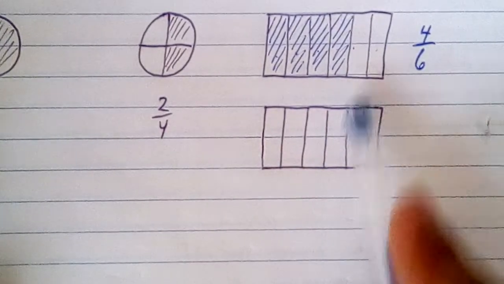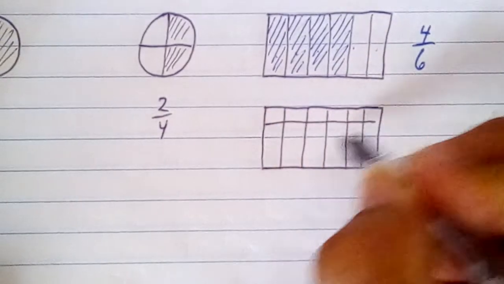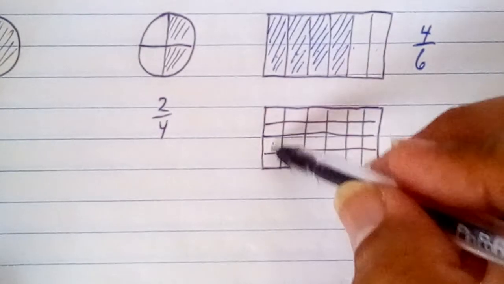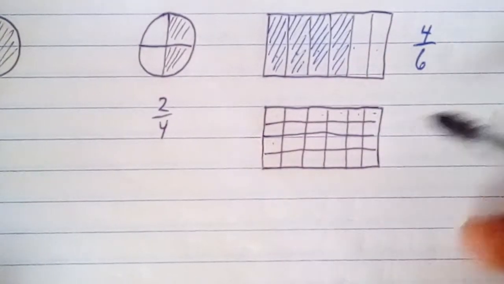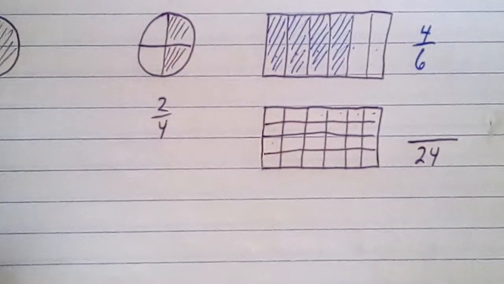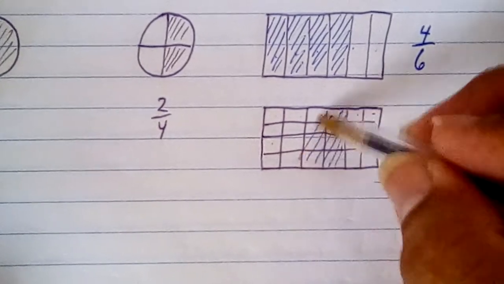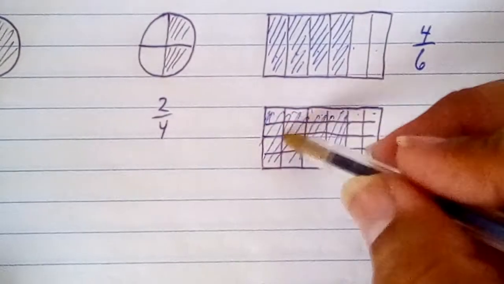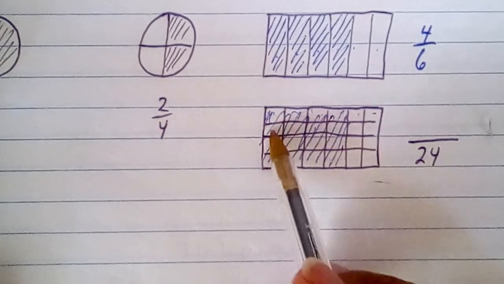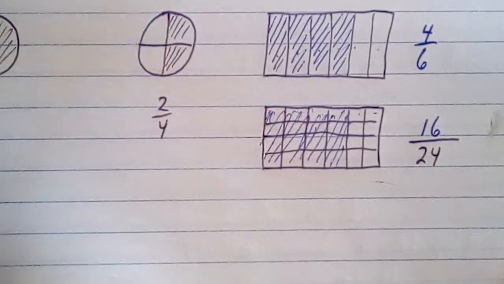Now here we have the same amount of lines down, but let's say we split this across this way. Now how many parts do we have here? We have 1, 2, 3, 4, 1, 2, 3, 4, 5, 6. This has 24 parts. All right, and let's say we shade this now, all of these, so that all of them have been shaded. Here we have now 1, 2, 3, 4, 1, 2, 3, 4. We have 16 parts out of 24 shaded.